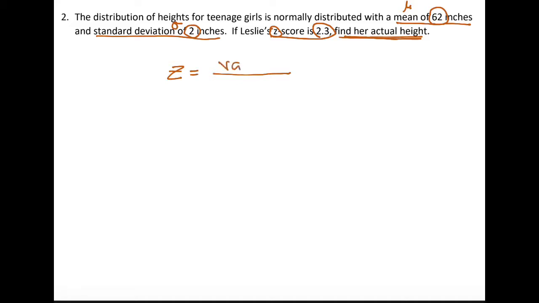So it's the value minus the mean, divided by the standard deviation. I'm just going to use letters as shorthand. Okay, that's my fraction bar. We know the mean is 62, so 62 goes here. The standard deviation is 2, so it goes down here. The z-score is 2.3, so that goes here.